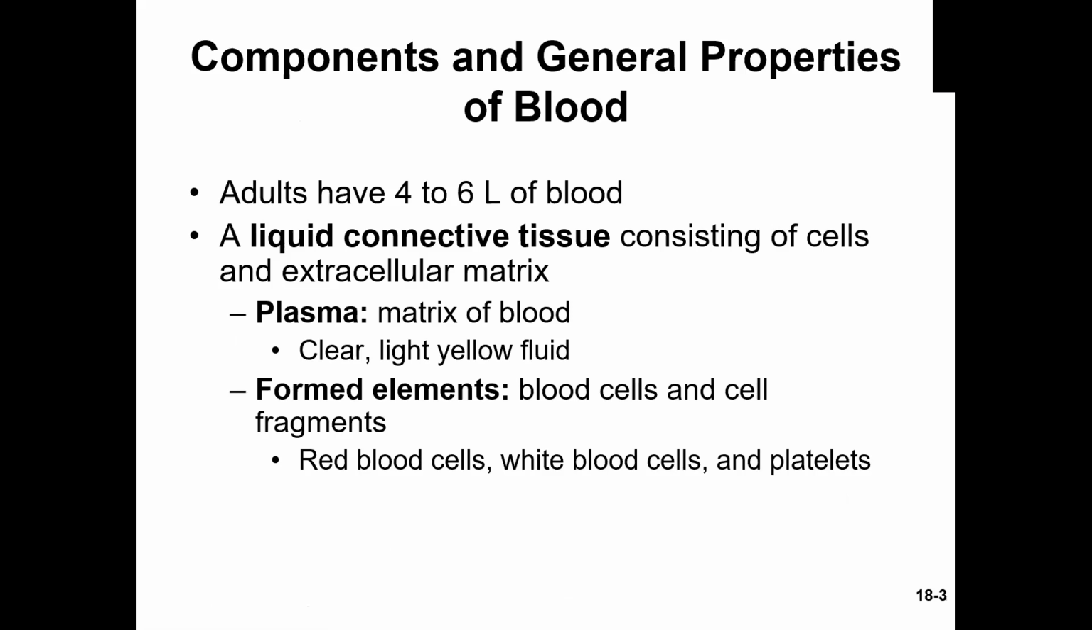The components of blood: it is classified as a connective tissue because it has that extracellular matrix, which is the plasma. Within the plasma, you have water and proteins and electrolytes, etc. We'll go through those shortly. And then within that, you'll have formed elements mixed, and these will include blood cells and cell fragments.